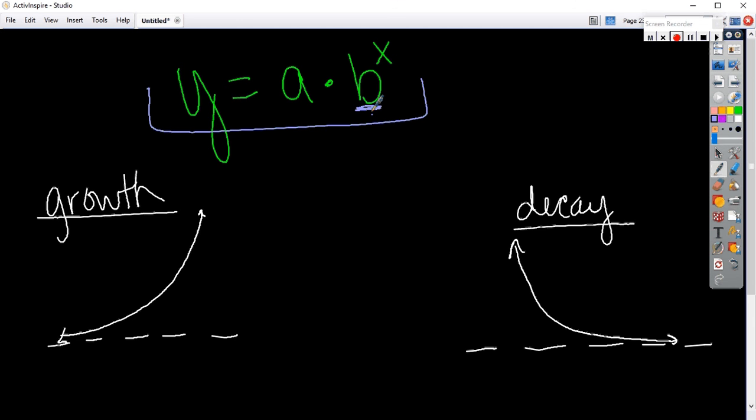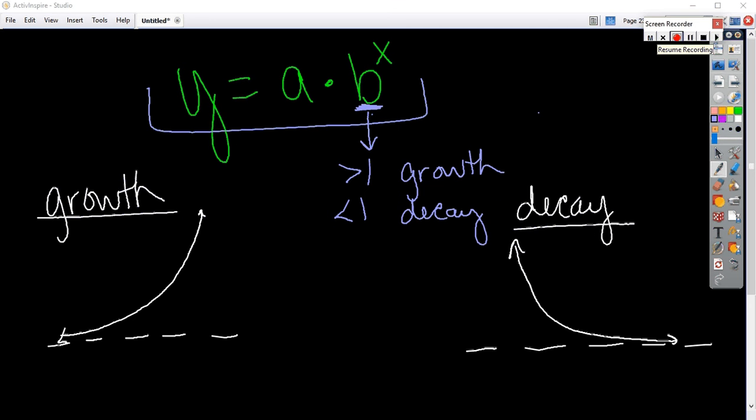The leading coefficient. The base. Okay? If the base, now remember b can't be negative, right? If it's negative, then the a is what's negative. If the base is bigger than 1, then we're talking about growth. But if the base is less than 1, we're talking about decay. And then we're gonna delve a little bit deeper. I want you to tell me if it's growth or decay.